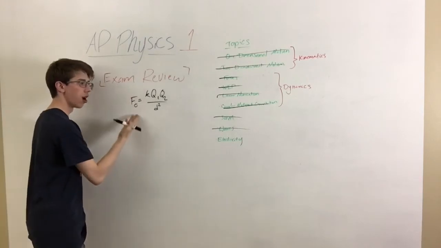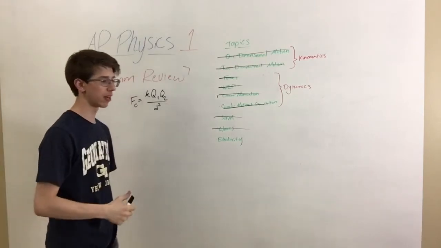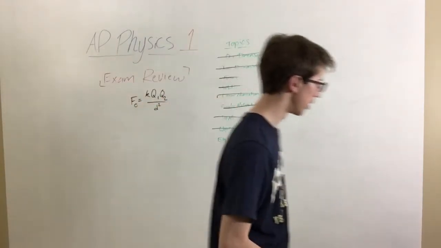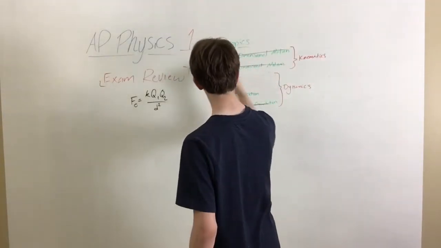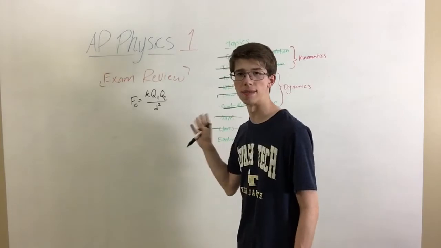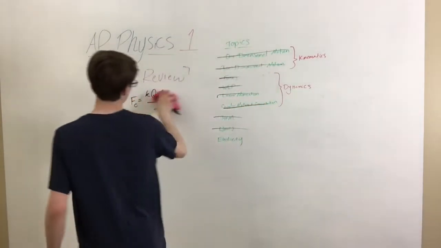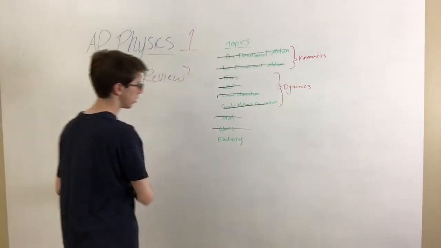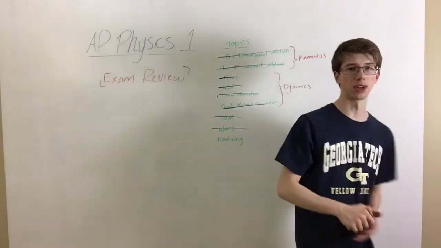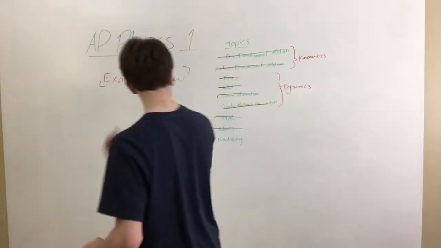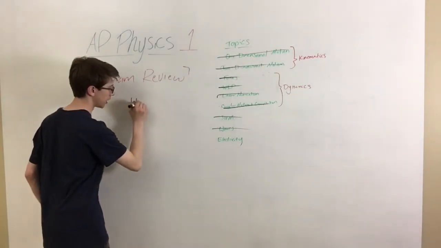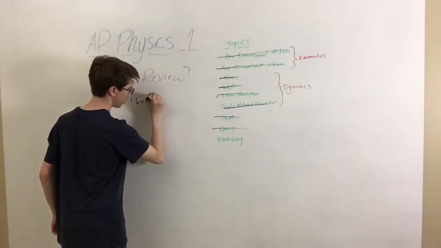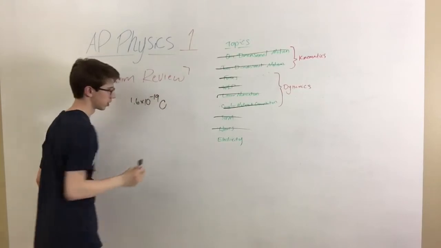Now this looks a lot like the gravitational one that we just went over. That's because Coulomb adapted this from Newton's gravitational law, or Newton's law of gravitation, to make his own law. Coulomb also discovered the charge of the electron was 1.6 times 10 to the negative 19 coulombs.